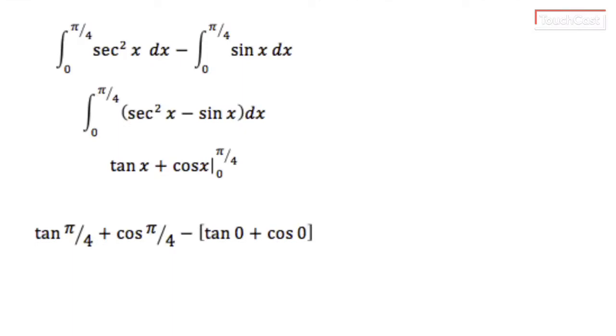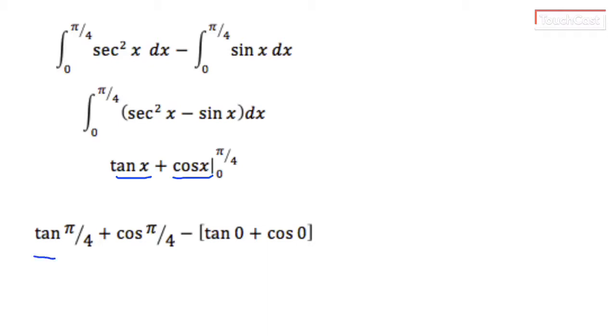All right, so I'm integrating from 0 to pi over 4, secant squared x minus sine of x. Notice that I can choose to write that as one integral or two integrals. Either way, I'll get the same answer. My next step is to find an antiderivative. The antiderivative of secant squared is tangent. The antiderivative of negative sine is cosine. And I'm going to evaluate that antiderivative from 0 to pi over 4.